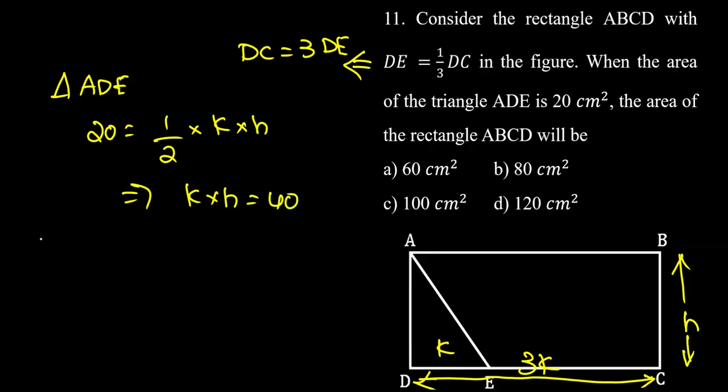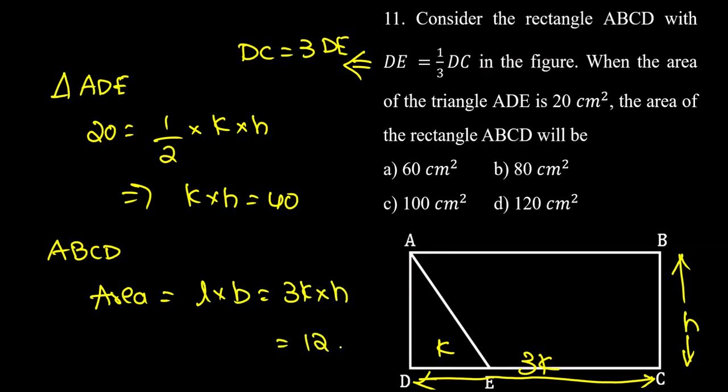Okay. Now you want the area of rectangle ABCD. If you want to calculate the ABCD area, length into breadth. Length is nothing but 3K. Breadth is nothing but H. K into H we already know. So this will be 120.